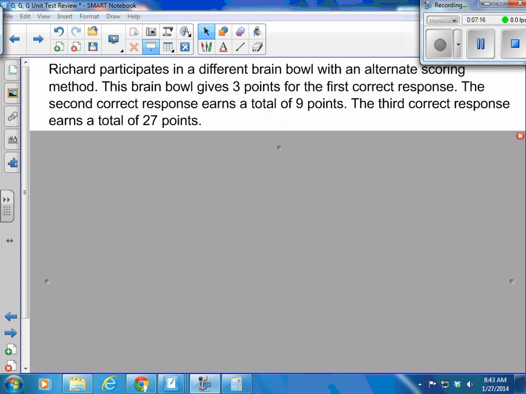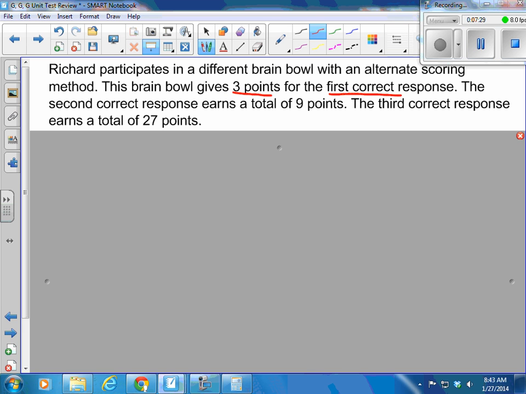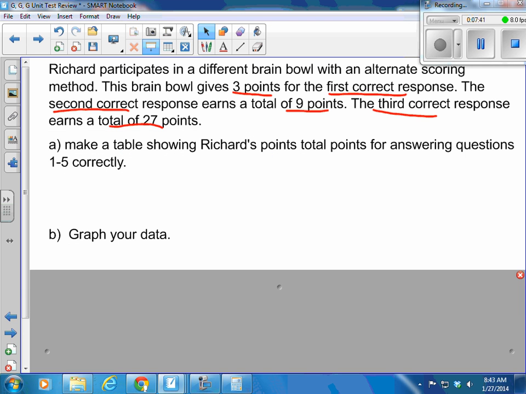The next problem is a similar type of problem, but obviously it does have one major difference. Richard participates in a different brain bowl with an alternate scoring method. This brain bowl gives 3 points for the first correct answer. The second correct answer gets you 9 points, and the third correct answer gets you 27 points. So again, your job is to make a table 1 through 5 and make a graph. Pause it, go.